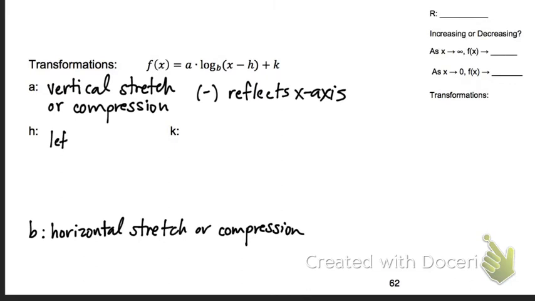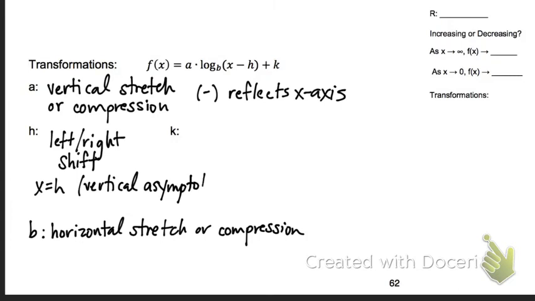H is going to be a left-right shift, and x equals h is my vertical asymptote. So now the stuff on the inside of my parentheses is going to be my asymptote, not the k. So the h is my asymptote for logs. The k was my asymptote for exponentials. And then k is up, down, shift.